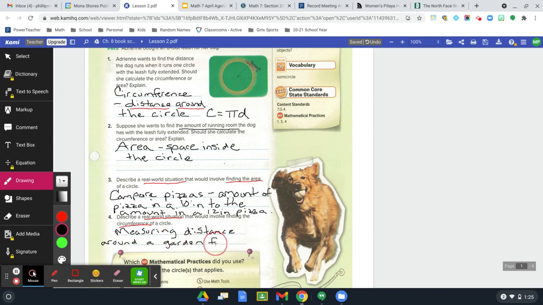For fencing, right? If I'm going to put fencing around that garden, I need to know how much fencing to buy. By finding the circumference around that circular garden that I'm going to create, I need to know that distance around that circle so I can buy the appropriate fencing to put up around it. Okay? So you can pause to catch up if you need to. Otherwise, we're going to head to the next page.